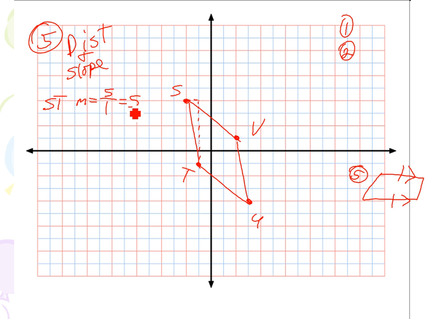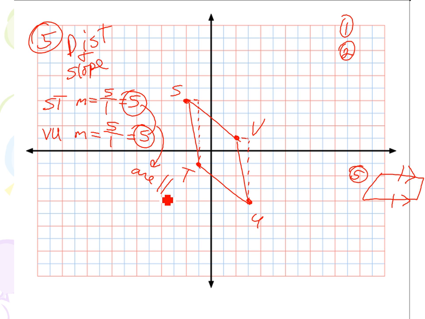That slope should be the same as the slope of what other segment? Say it again. VU. So I go from U to V. How much did I go up? Do we have to count it again? How much is it? 5? How much over did we go? What's that tell us about that too? If the slopes are the same, what do you know about them? Not congruent. They're parallel to each other. So that we know that those two are parallel.